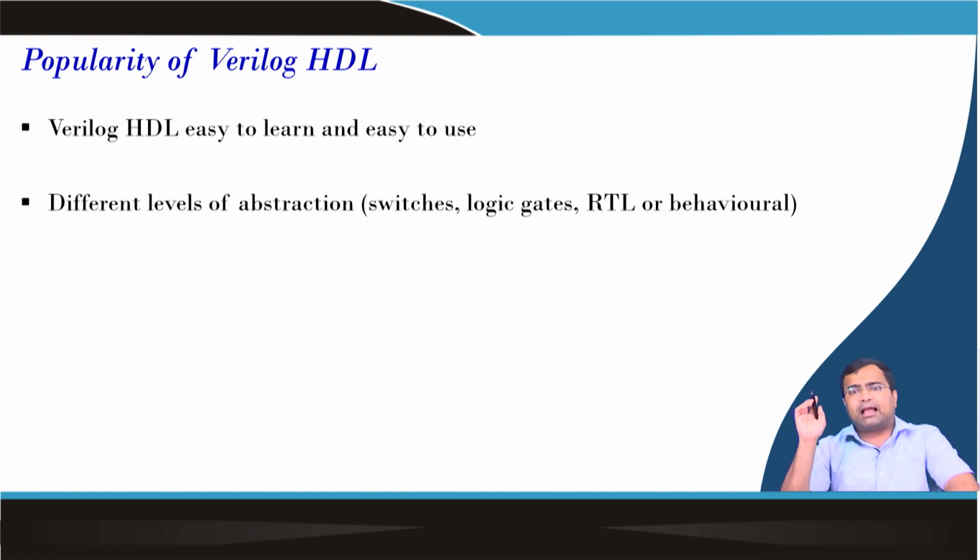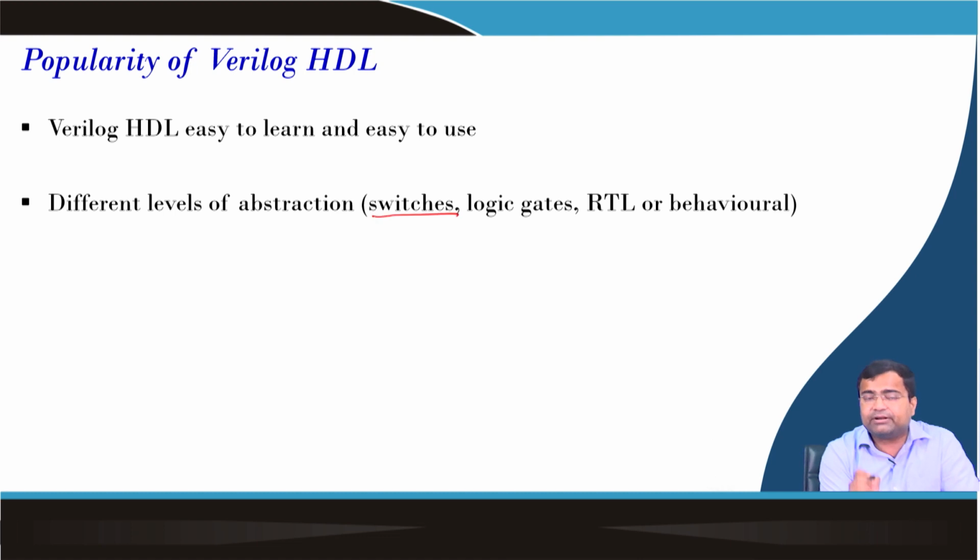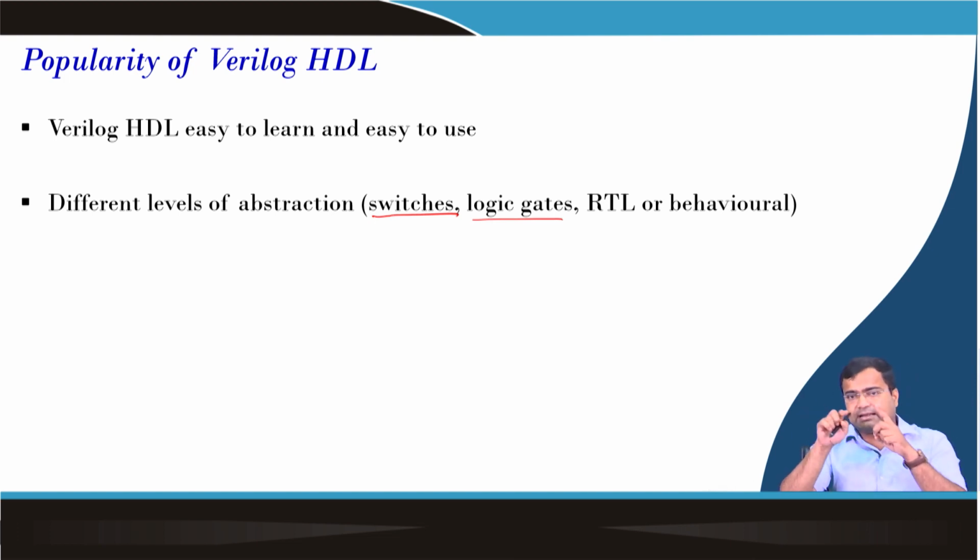There are different levels of abstraction. I told you, you can implement at the switch level. That means if you have an AND gate, you can break it down into a NAND gate and a NOT gate, and you can further break it down into CMOS transistors. You can also write it at the logic gate level. That means you can simply write in terms of AND gates, OR gates, or it can be RTL. That means it can be a combination of different logical blocks to make one full design.